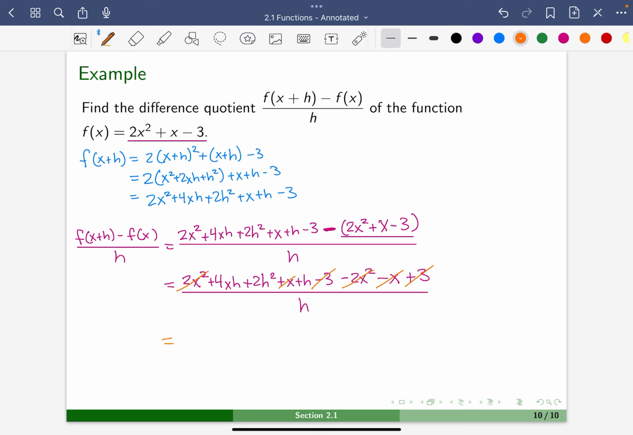And so in that numerator, we're left with the 4xh. We're left with the 2h squared. And we're left with an h. And in the denominator, just the h. All of our terms in the numerator have an h, so we can cancel out a single h from every single one of those. So we have 4x plus 2h plus 1, since h divided by h is 1. And so that's what we end up with as our difference quotient. And so that's what we have for functions.